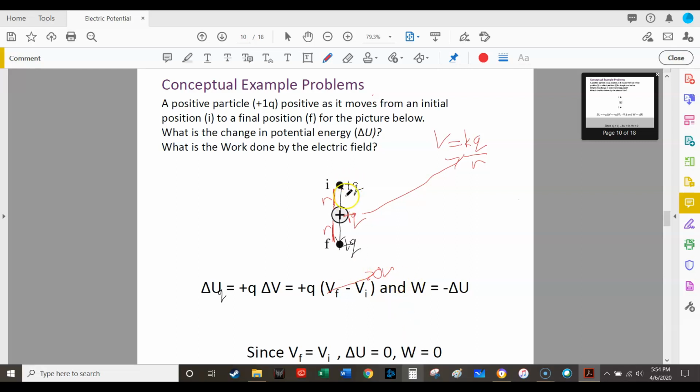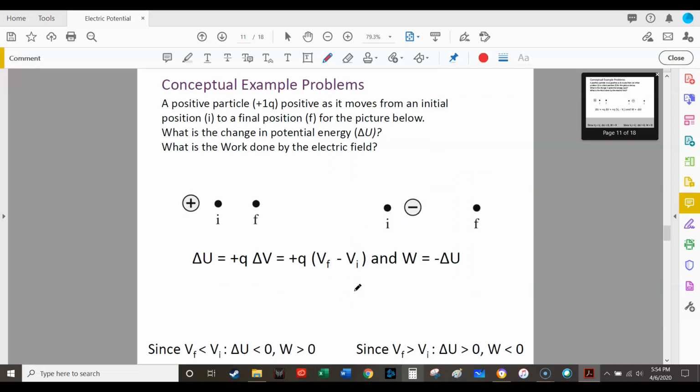So think about the voltage, think about the distances, and interpret the voltage at those points. And then you're going to be putting a positive charge times that delta V and a negative charge times that delta V. All right? Let's try another one. Here are two different problems. Okay, so we're going to do the problem on the left.